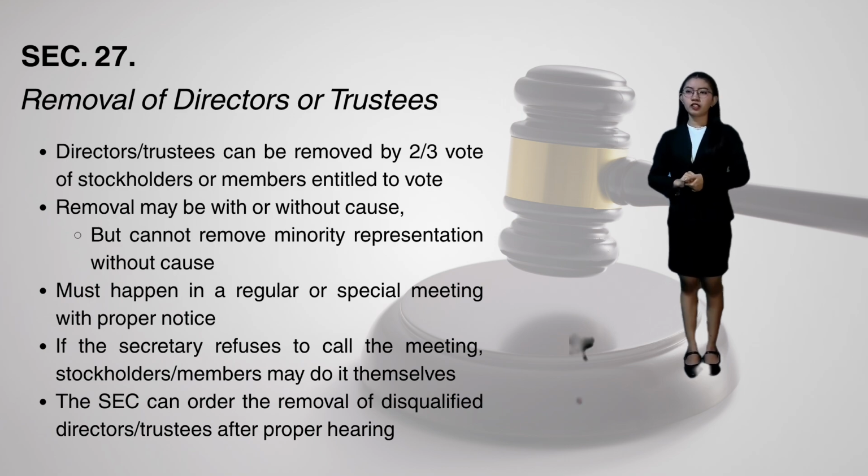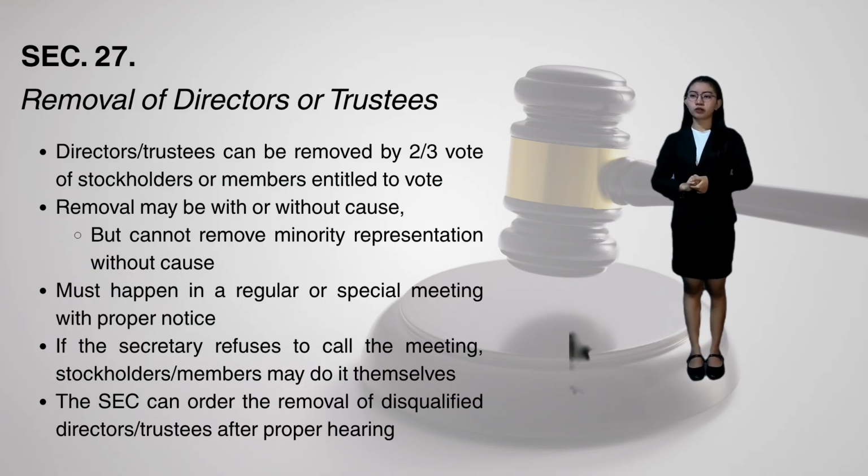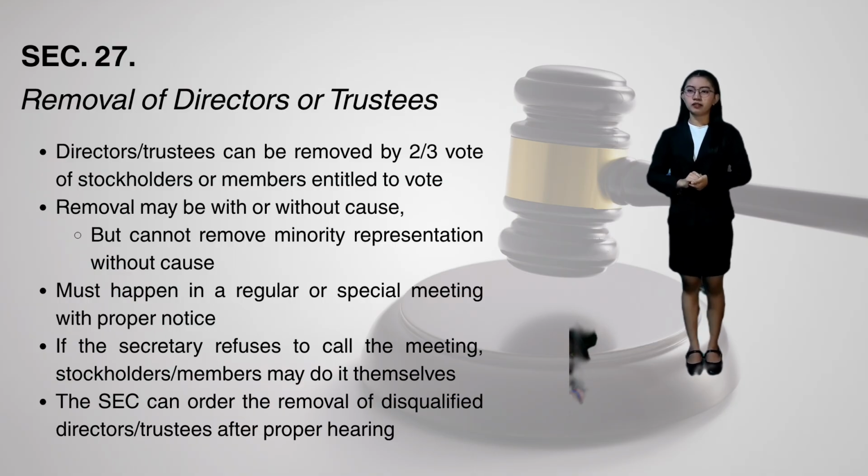The SEC also has the power to remove a director or trustee if it finds out that the person was disqualified but still got elected. This section ensures that board members remain accountable and that the company can replace those who are unfit to serve.